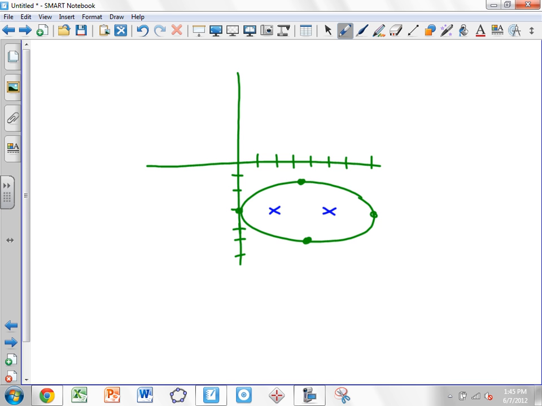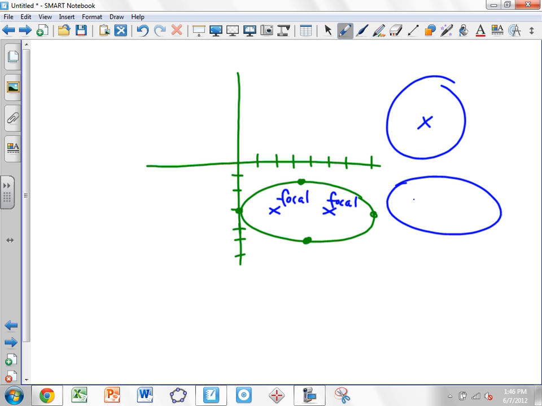Not the vertex. No, those are my outside parts. What are the x's called? Nobody remembers? Foci, focal points. This is one focal point. That's another focal point. Remember how a circle has only one center? When the circle begins to get stretched, it can't still have a center. It's got to have two centers now almost. Those are the foci.